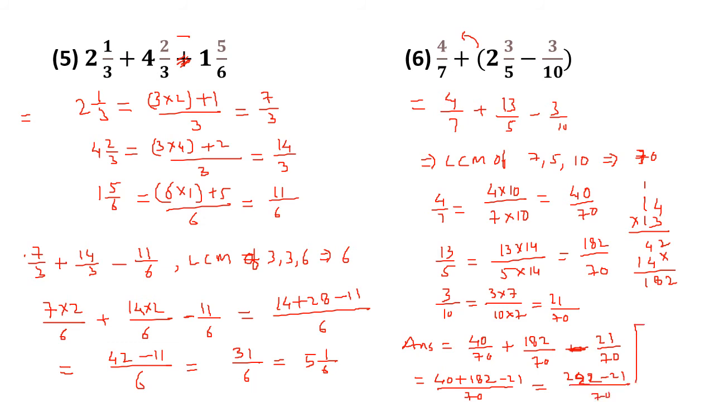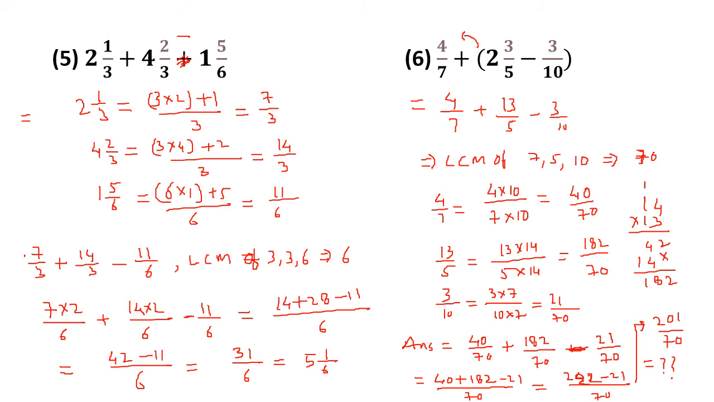There is no space. Let me write here. So this becomes 201. Let me check the addition, 8 plus 4 is 12 only, right? So yes, I'm right in addition, so 201 divided by 70. Now you can make it a mixed fraction. So how many times will 70 go into 201? You can please calculate yourself. This is easy to calculate, right?